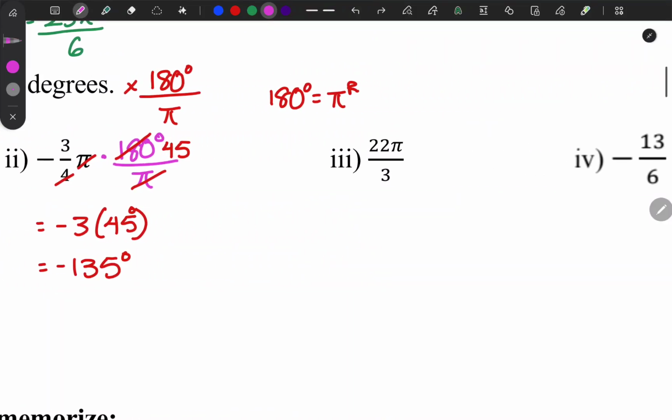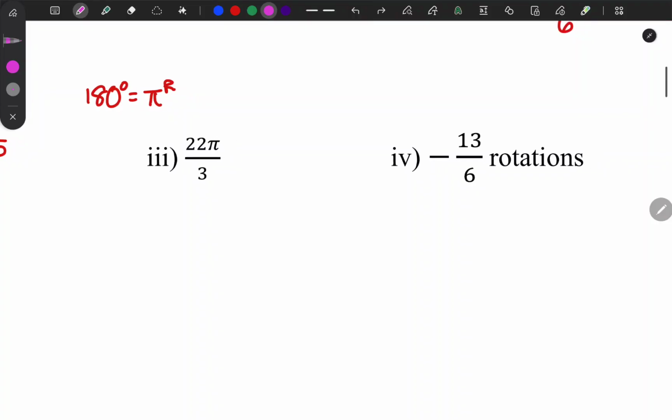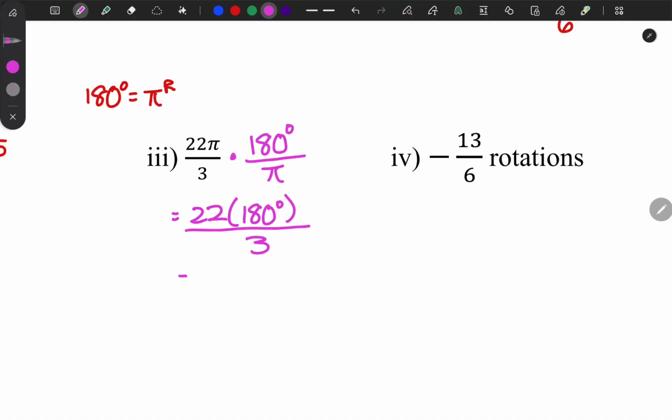All right, same as before, you could pause and try the next two, or you can work through them with me. So 22 pi over 3. I'm noticing by looking at this that it is a very large angle, so it's also going to be a very large angle in degrees. So times 180 degrees over pi. This will be 22 times 180 degrees over 3 once we cancel out those pi's. And let's just multiply those out. We get 1,320 degrees.